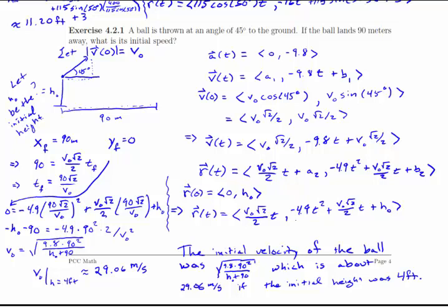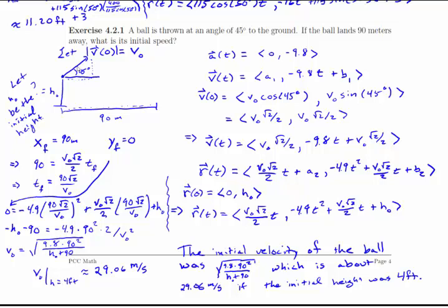And then if I look at my y component of my position, my y final is 0. So if I take my y component and set it equal to 0 and plug in my final time for t here, and then I'm solving for v naught. Now I have two variables here. I still have v naught and h naught, but I'm just solving for v naught generally in terms of h naught. And so this is my initial velocity depending on how high we are throwing the ball from.